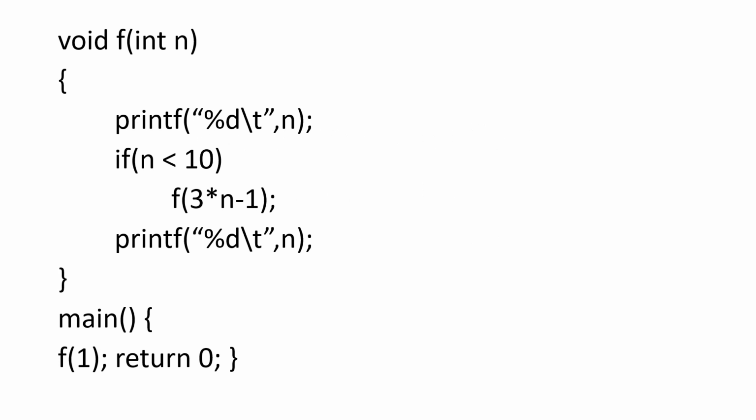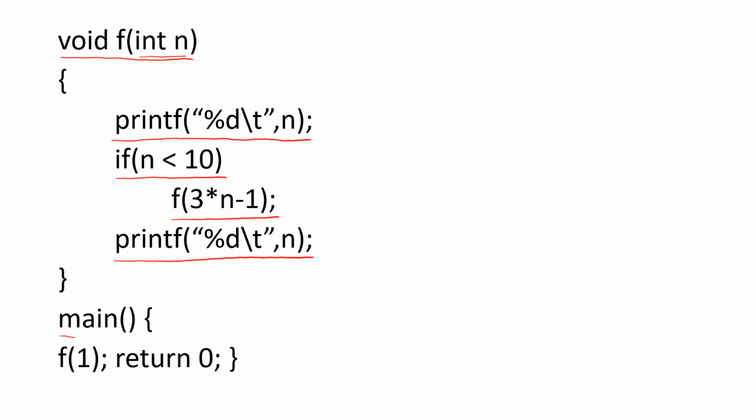So consider this example. You can see here we have defined a function called f, which takes an argument n, which is of type integer. When the function executes, it prints the value of n. Then it checks if the value of n is less than 10, then it makes a recursive call to the same function with argument 3 into n minus 1. And the last statement of this function is again printing the value of n.